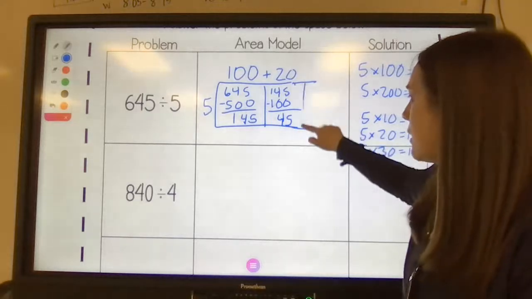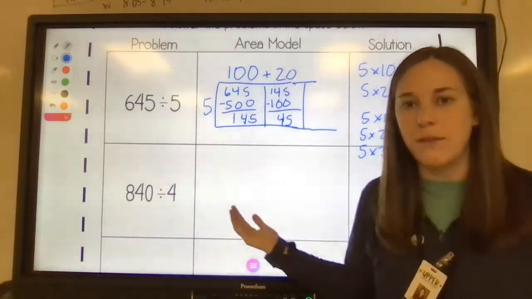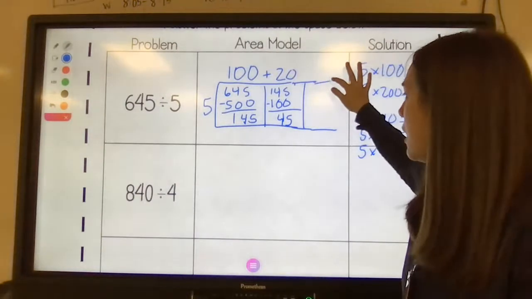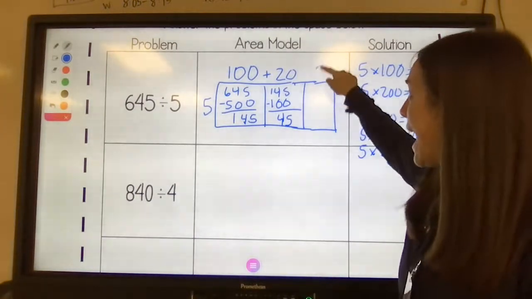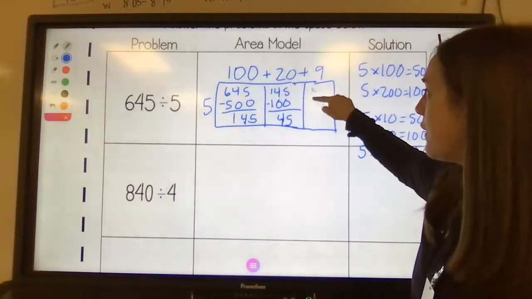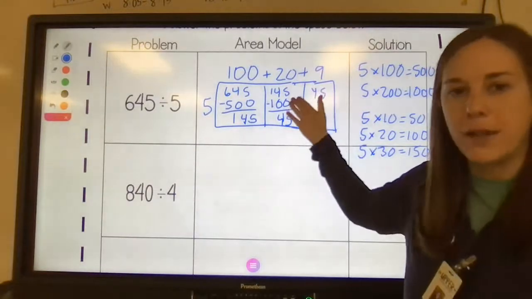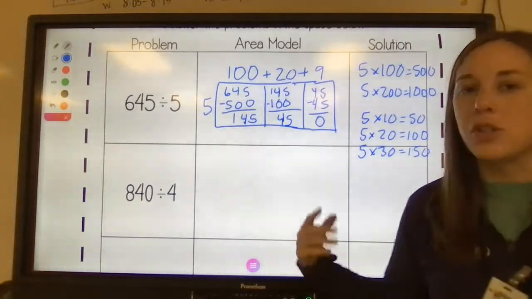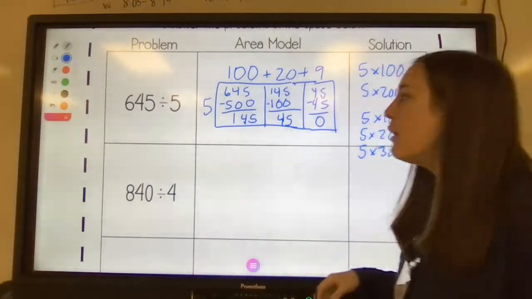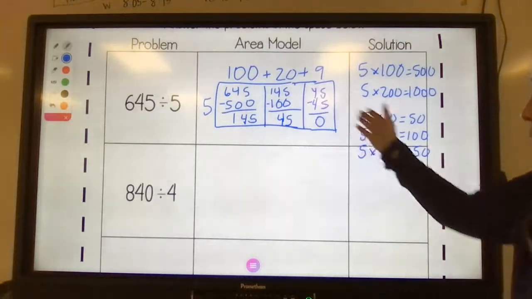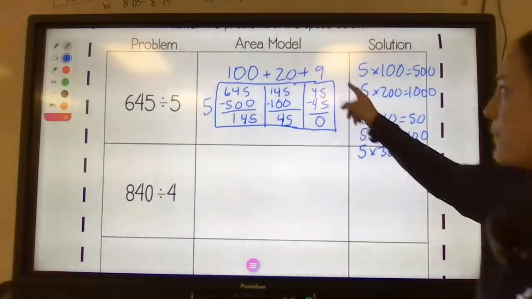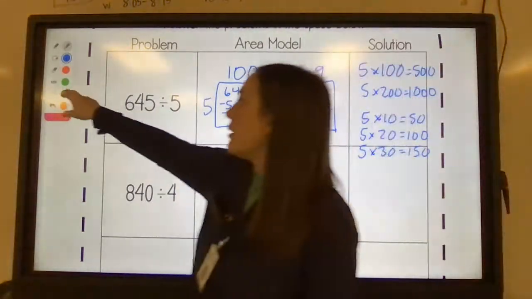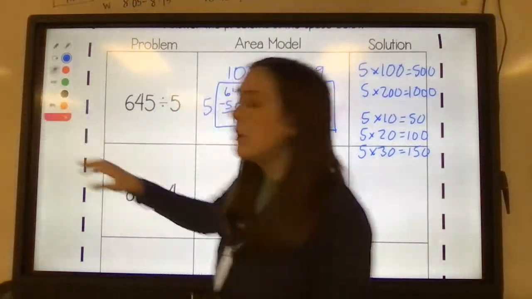And 5 times what gets me as close to 45 as I can get without going over? Well, that's a basic fact, and we can probably all do that pretty quickly. 5 times 9 is 45. So I'm going to subtract that 45 away, and I'm left with 0, which is my end goal. I've subtracted out my entire area, and my answer is found at the top. So I need to combine those pieces to get my final answer.